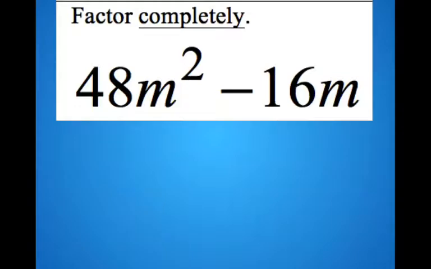Factor completely. So first step in all factoring is to take out the GCF. So they have a 16 in common as well as an m, and then we just put parentheses and see what's left. So there should be a 3 left over times m, and then minus 1.